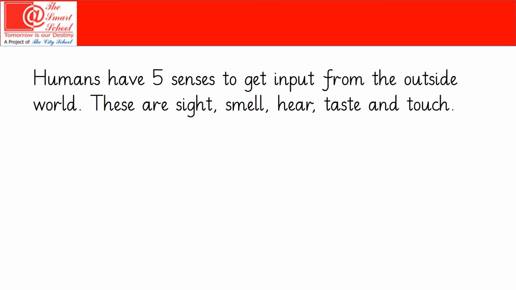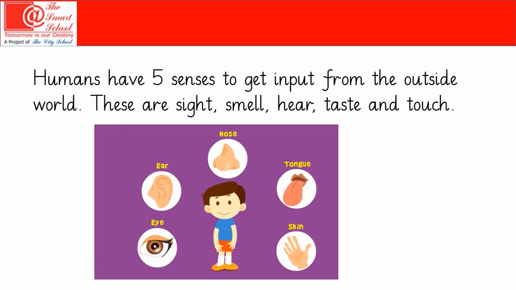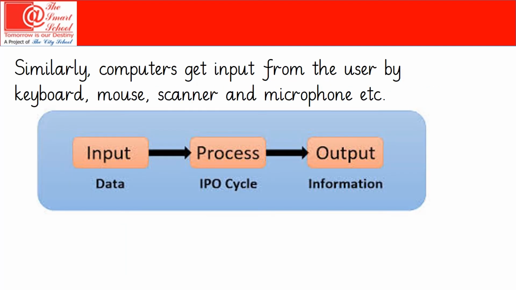Humans have five senses to get input from the outside world. These are sight, smell, hear, taste, and touch. Similarly, a computer gets input from the user by keyboard, mouse, scanner, microphone, etc. We give instructions to the computer by using a keyboard or a mouse.